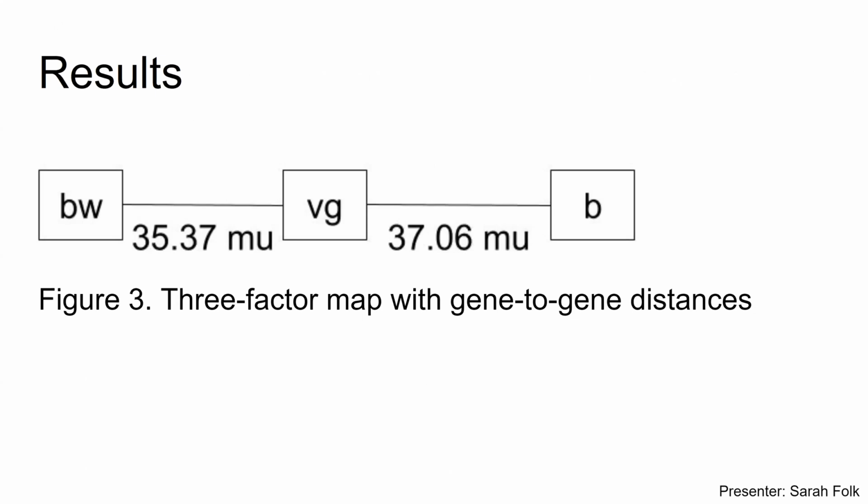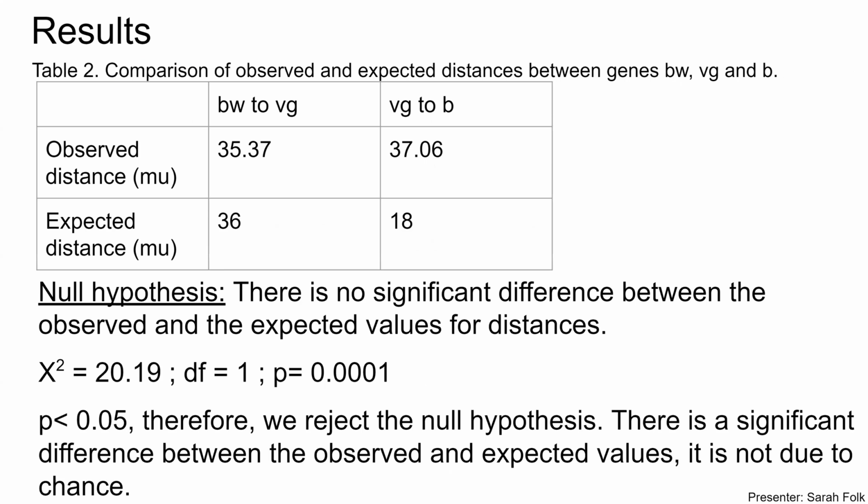As we can see in the results, the calculated distance between the brown gene and the vestigial wing gene was 35.37 map units, and the calculated distance between the vestigial wing and black gene was 37.06 map units. This was calculated using the 3-factor map.